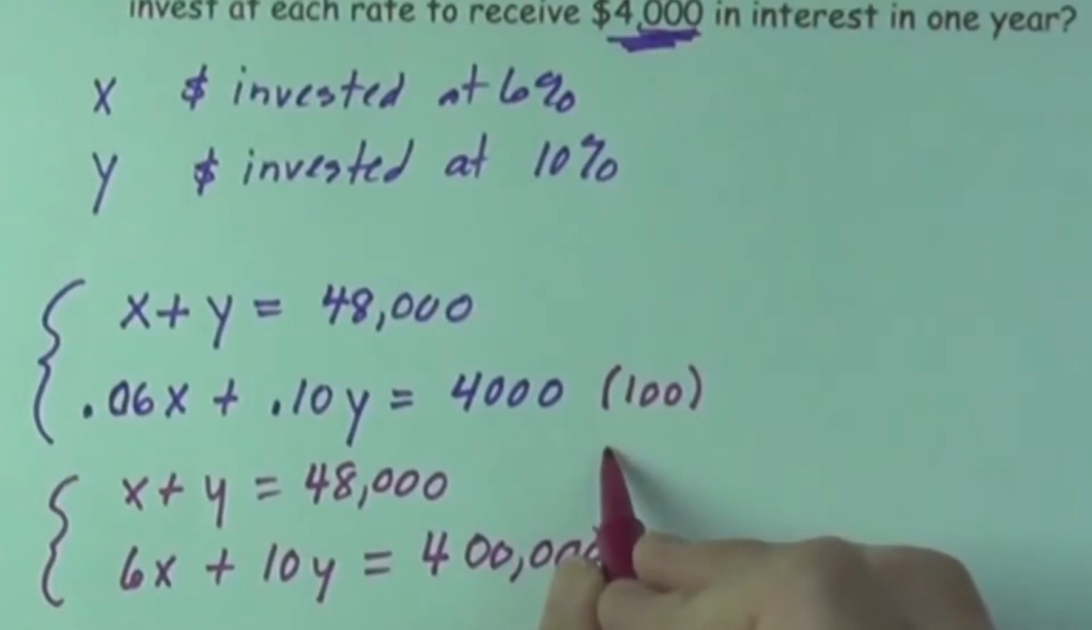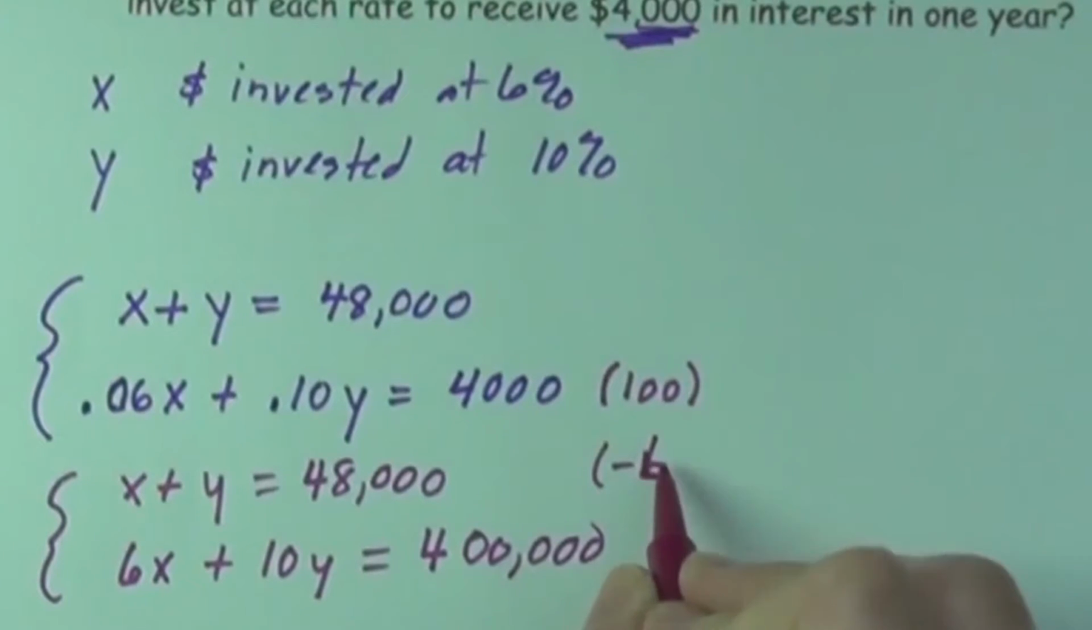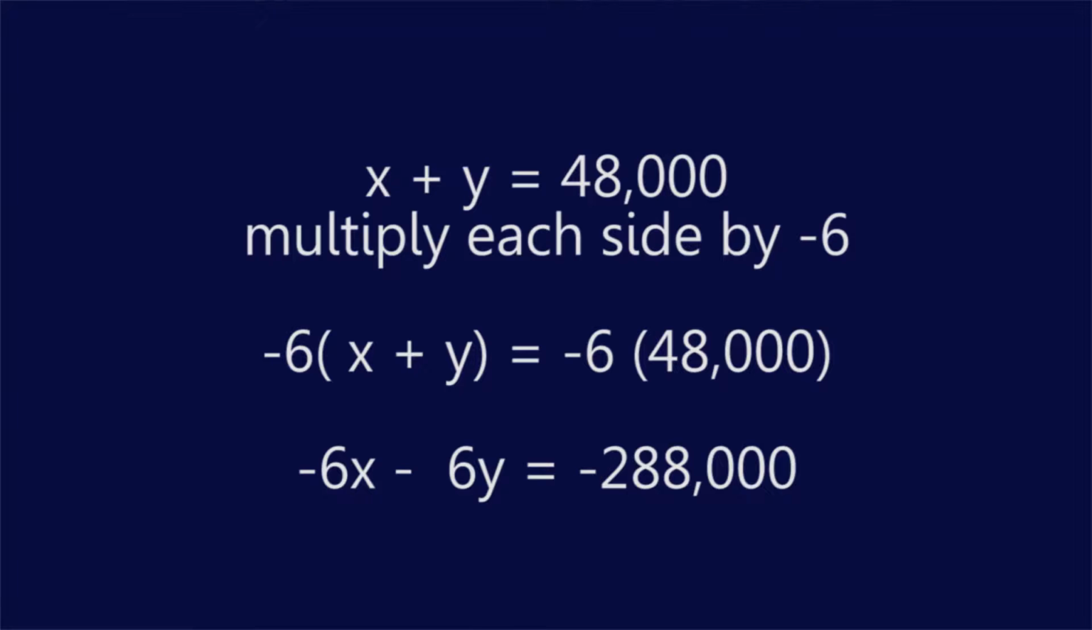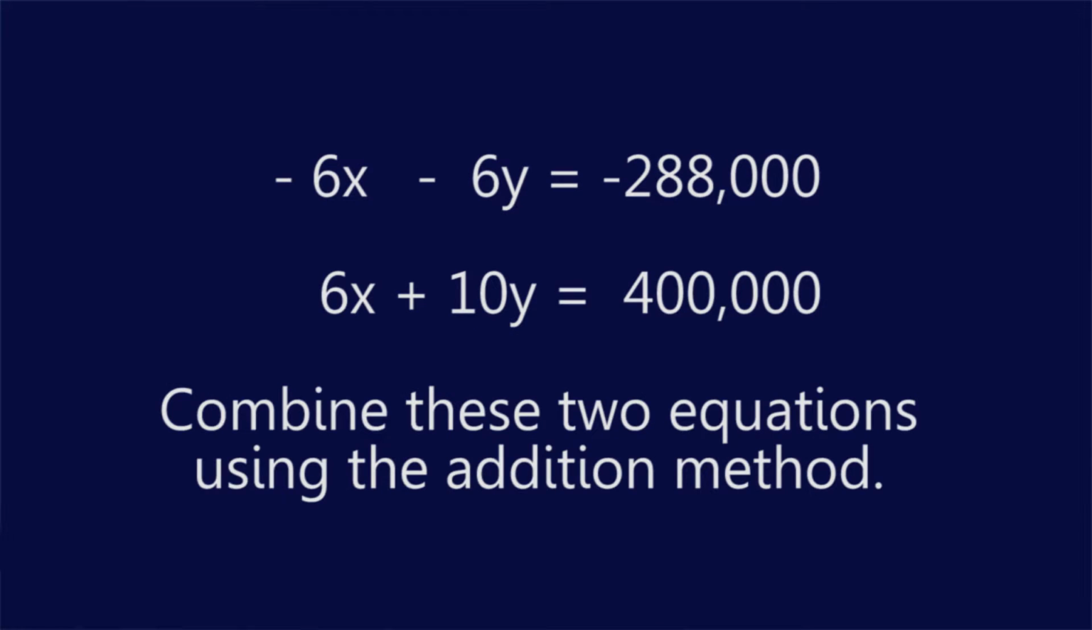I want a negative 6 in the first equation. So I'll need to multiply that first equation by a negative 6. So I'll have a positive 6 and a negative 6, which will eliminate the X. So I'll multiply the entire first equation by negative 6. I get negative 6X minus 6Y equals negative 288,000. And the second equation is unchanged.